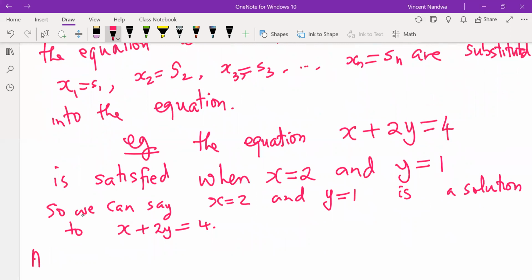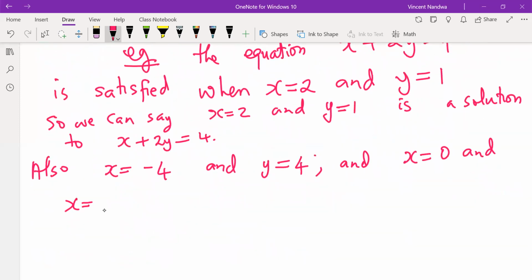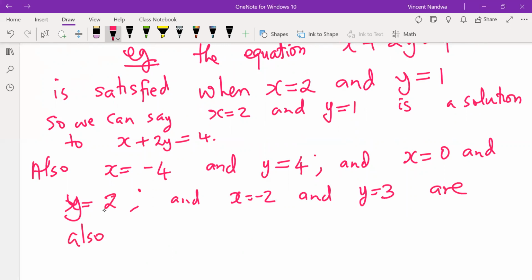Note that also x equals -4 and y equals 4, and x equals 0 and y equals 2, and when x equals -2 and y equals 3 are also solutions of that same equation, x plus 2y equals 4.